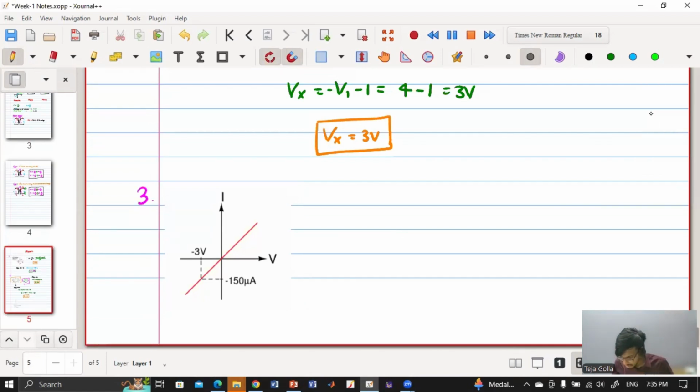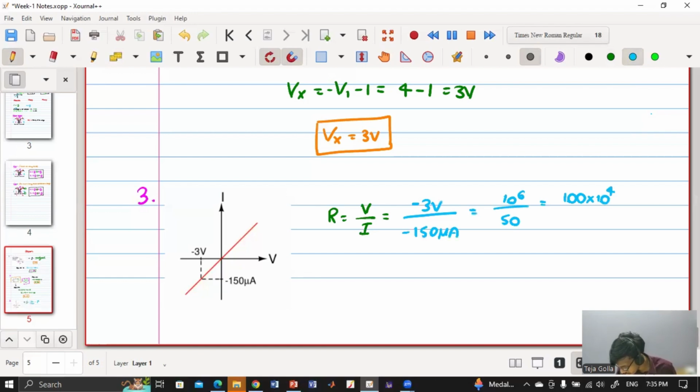Okay, let us solve. We know that resistor R is instantaneous voltage by instantaneous current. So what is the instantaneous voltage here? Instantaneous voltage is 3 volt or minus 3 volt, and the current is minus 150 microampere. So it becomes 10 to the power 6 by 50. I can also write it as 100 into 10 to the power 4 by 50. So this is 2 into 10 to the power 4. So resistor is 20 kilo ohm. So this is very straightforward. So you understood how we have solved.